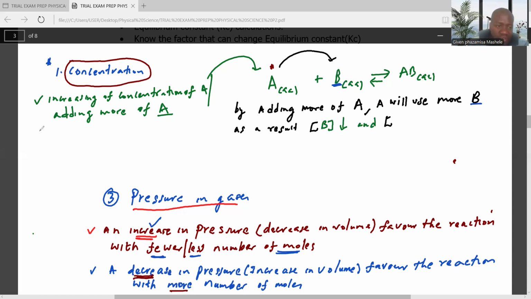So it means even the concentration of A will decrease now because it has reacted with B.